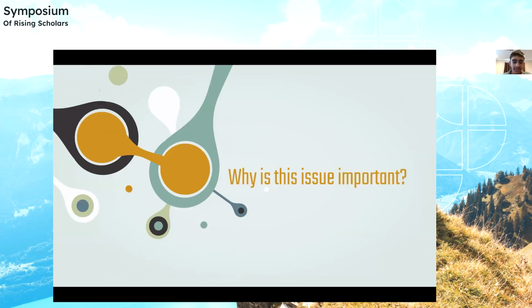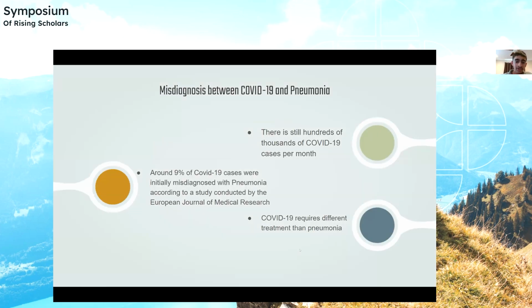So first off, why is this issue important? Why do we need to make a project about it? Misdiagnosis between COVID-19 and pneumonia is a serious issue. Even though COVID-19 is not as prevalent as it was in 2020 and 2021, there are still hundreds of thousands of COVID-19 cases every month. Around 9% of COVID-19 cases were initially misdiagnosed with pneumonia, according to a study conducted by the European Journal of Medical Research. And COVID-19 requires a different treatment than pneumonia. If a patient does not receive the proper treatment, their disease will grow worse and in some cases even become fatal.